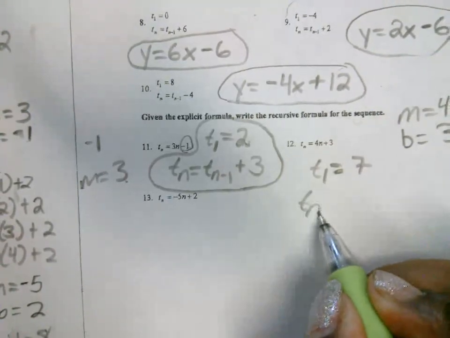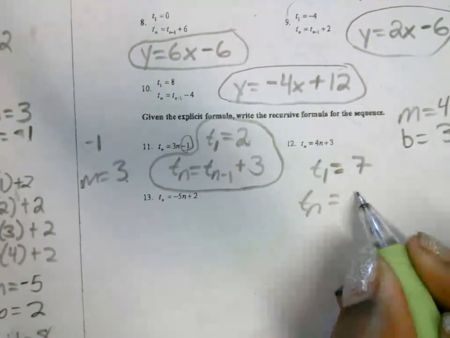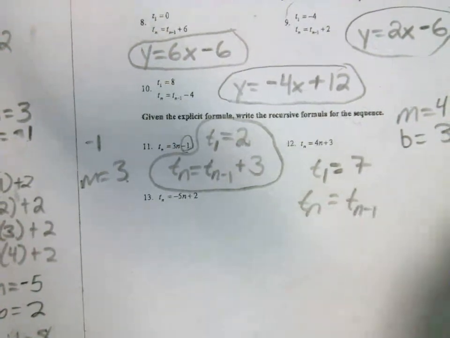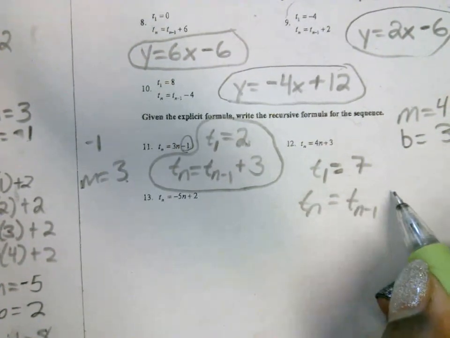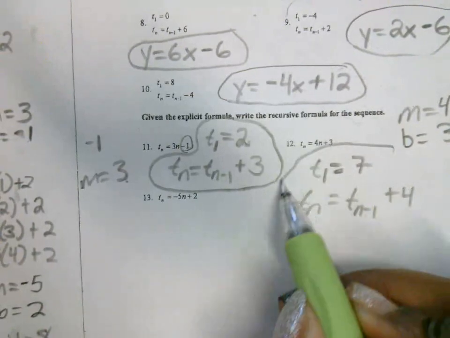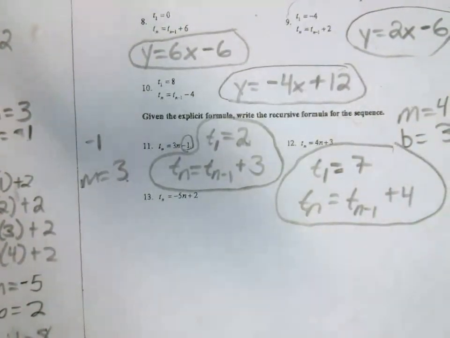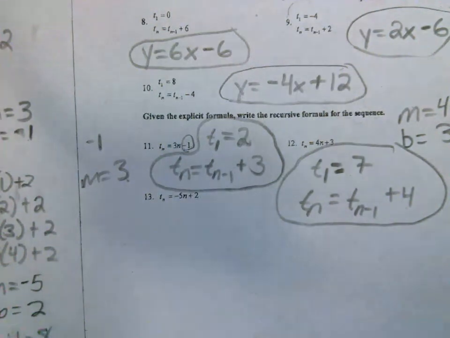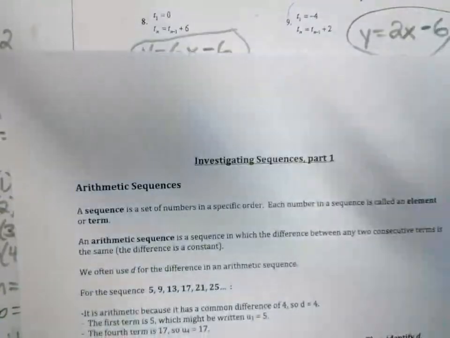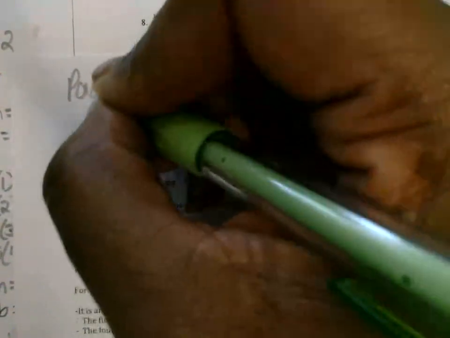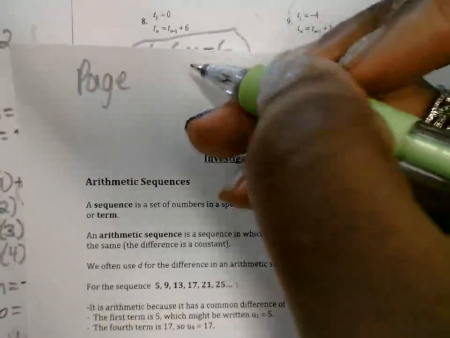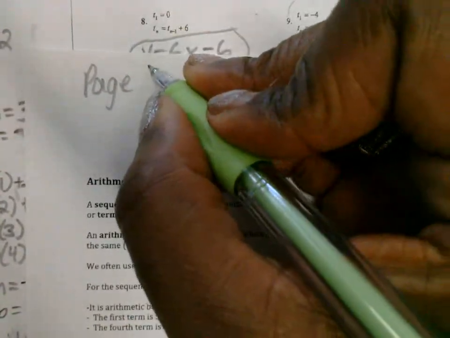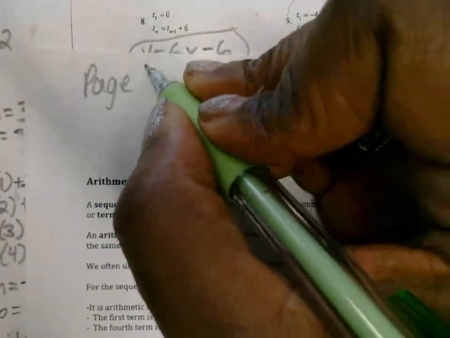Then I have T sub n is equal to T sub n minus 1. And what are you doing every single time? I'm adding 4. Now you can get a lot of practice with it. All right, so in your groups, I want you to work on this. This is going to be page 16. I'm going to give you the first 15 minutes of class to finish this tomorrow. But you're going to start it right now.